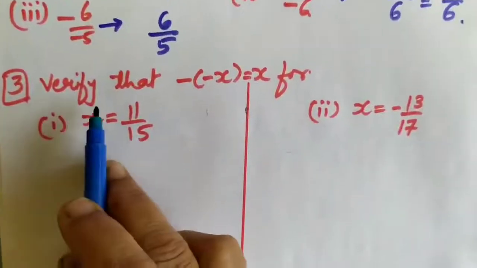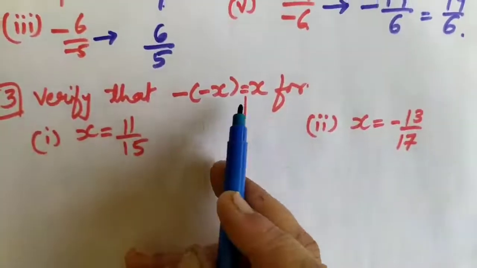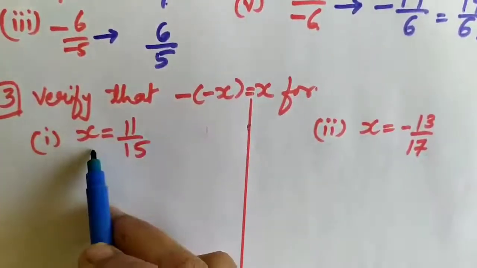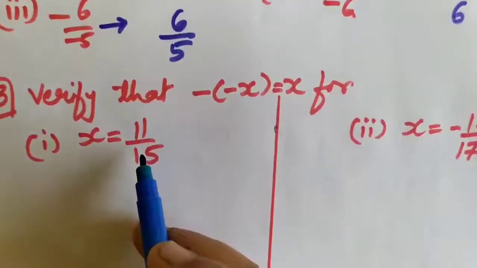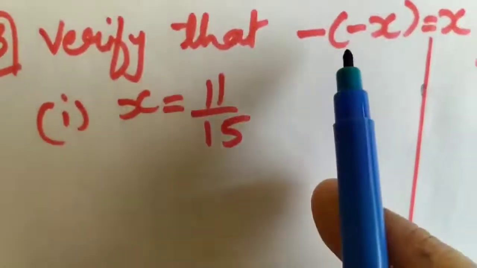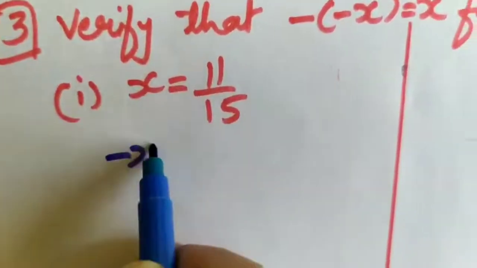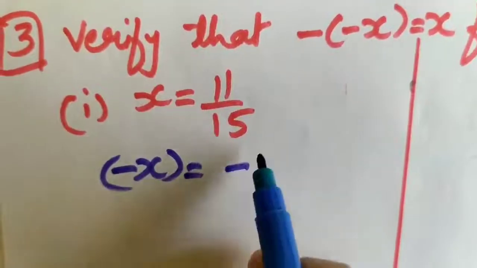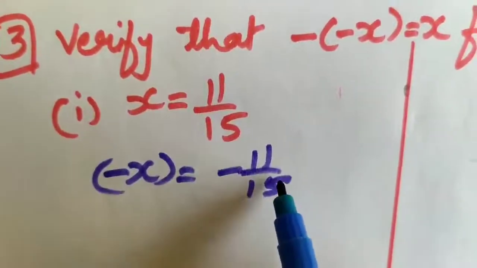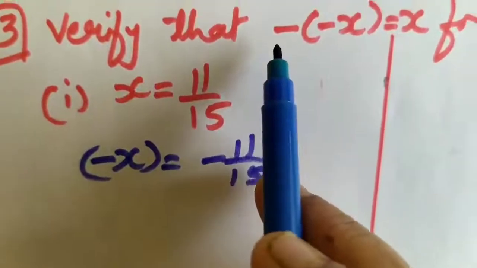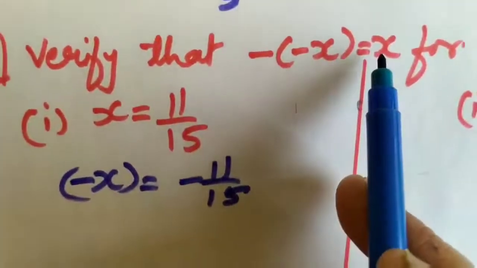Next question is verify that minus of minus x is equal to x for x is equal to 11 upon 15. Now here first we will find out the value of minus x. Minus x is equal to minus 11 upon 15. Now we have to prove this both the side. This is left hand side, this is right hand side.